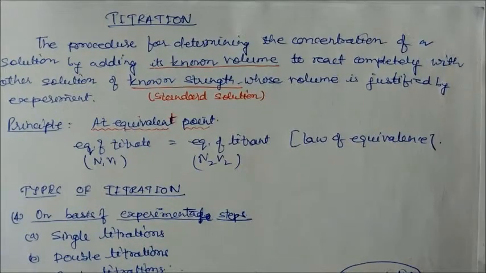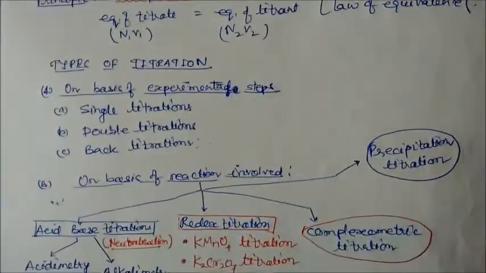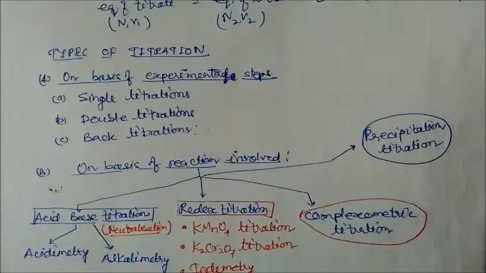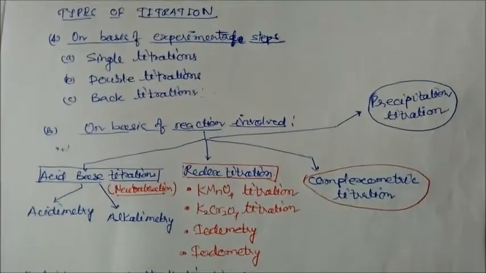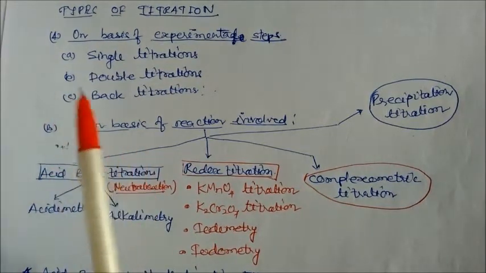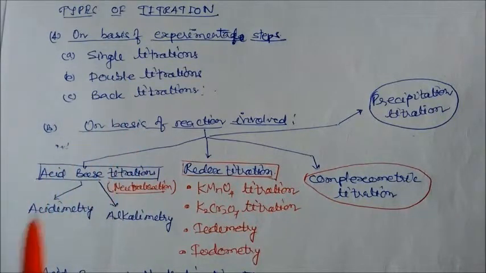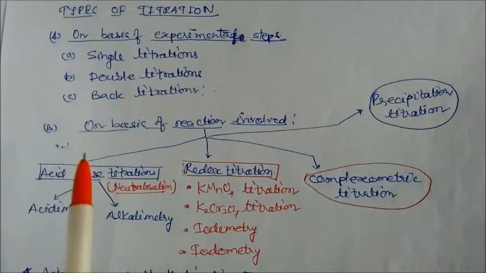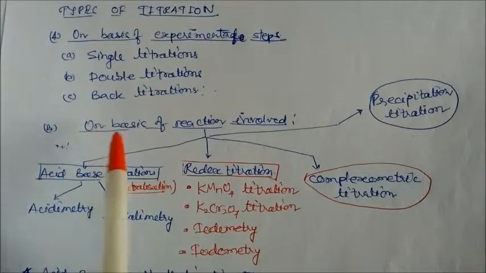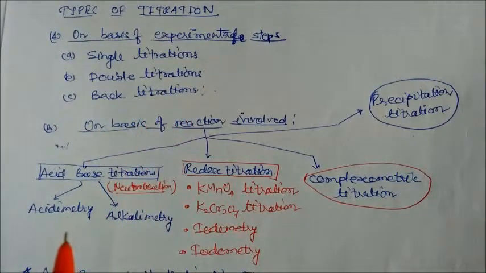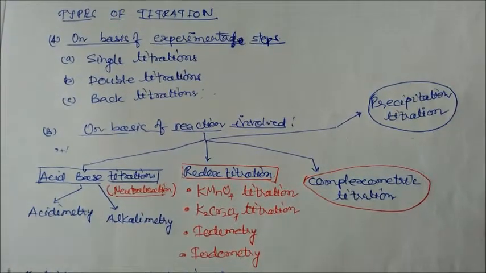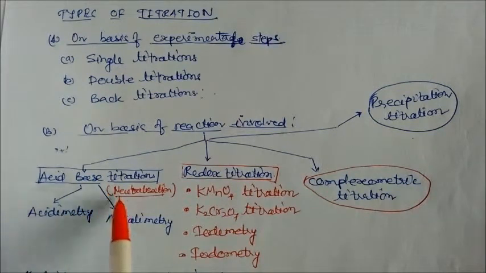Now, what are the types of titration? Under the types of titration, I have given some explanation here. First is on the basis of experimental tests. If you are doing an experiment, then on that basis the types are single titrations, double titrations, and back titrations. This is one type of titration. But on the basis of the reaction involved, there are different types of titrations.